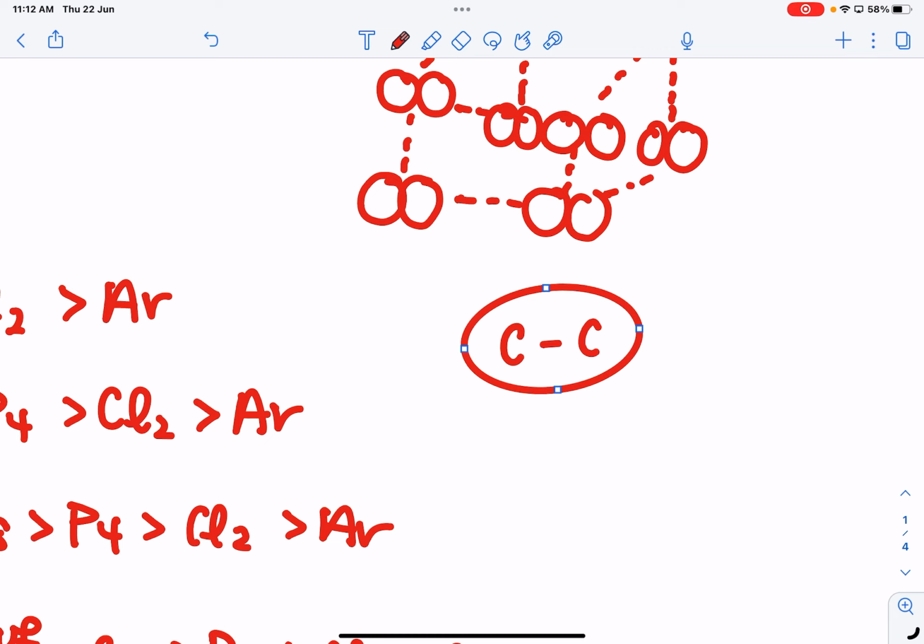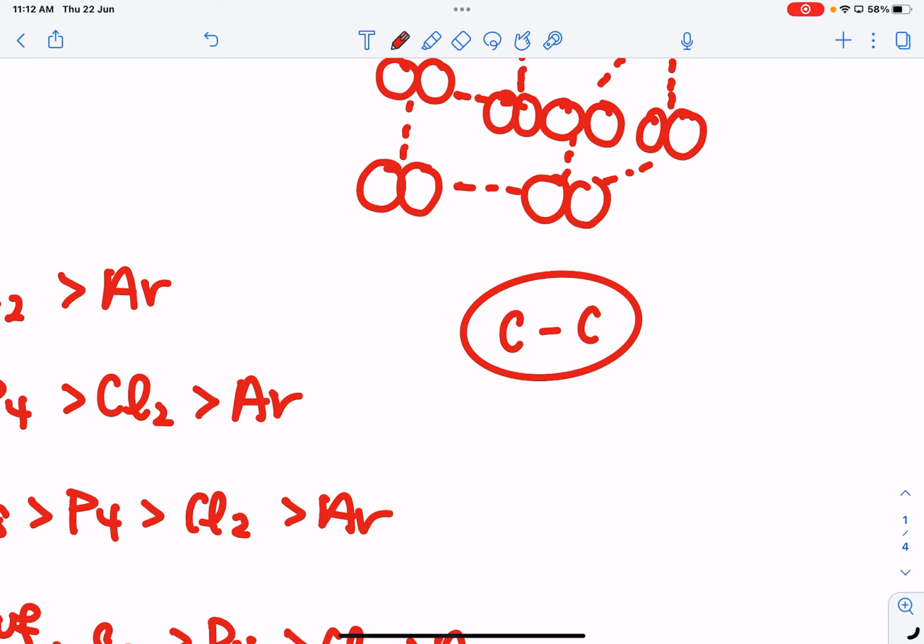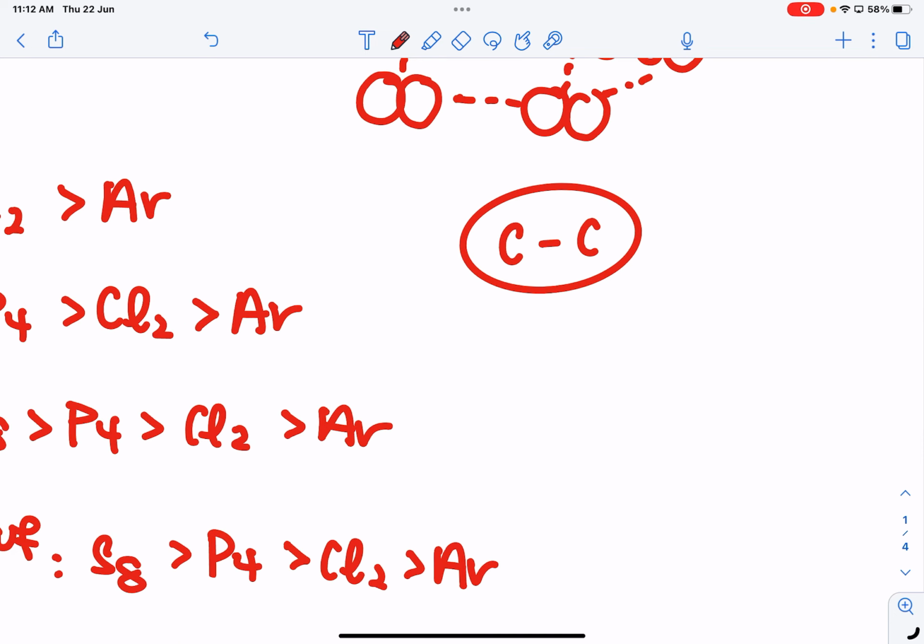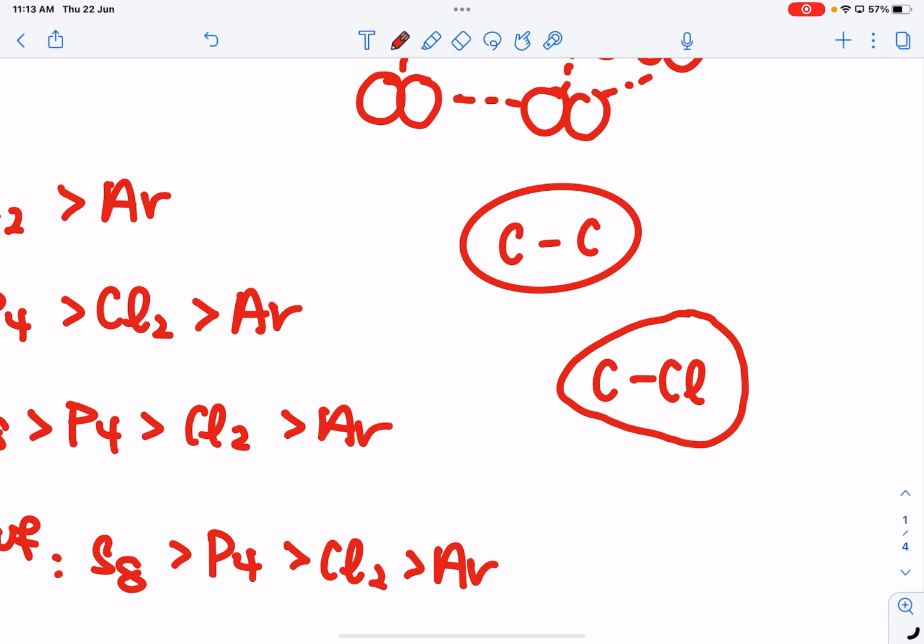Okay, so it's just evenly distributed. However, for certain covalent bonds, like your CCl, it is polar. So instead of it looking like a circle like this, it looks something like this. So in this case, it will be bigger here, smaller here. Because why? This is more electronegative, this is more electropositive. So there's an induced dipole here.